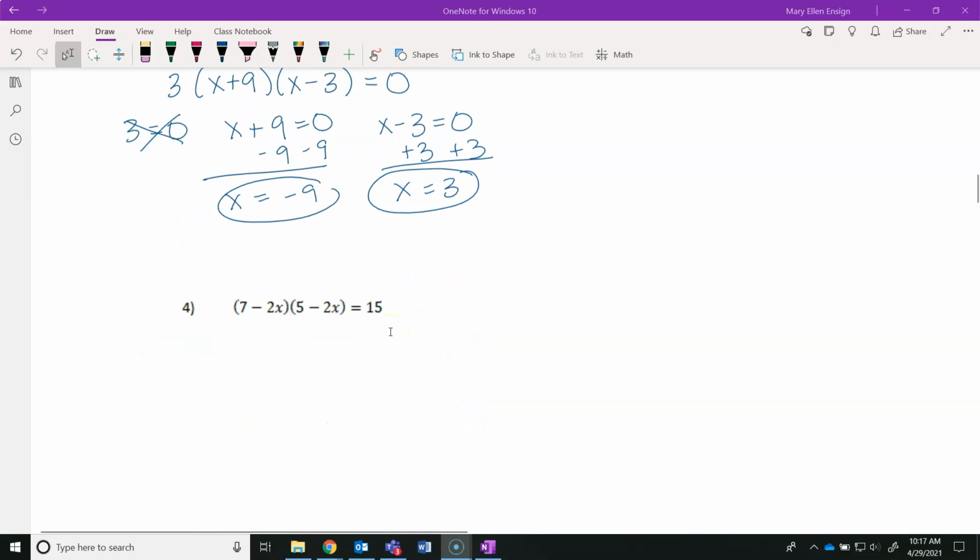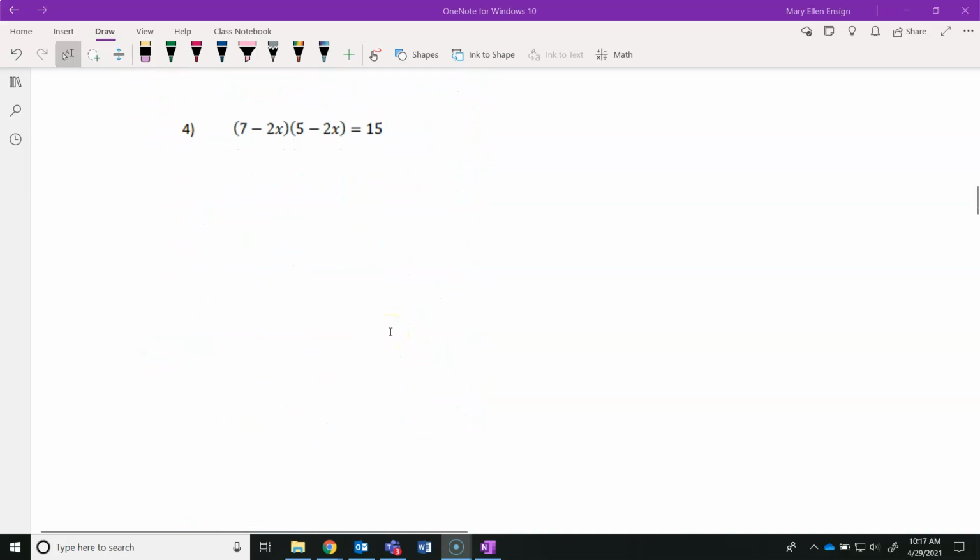Okay, let's move on to the next part. For this one, we have the left side is factored already, okay? However, if this were equal to 0, if it were 7 minus 2x times 5 minus 2x equals 0, then we would be set and we could just set each factor equal to 0 and solve.